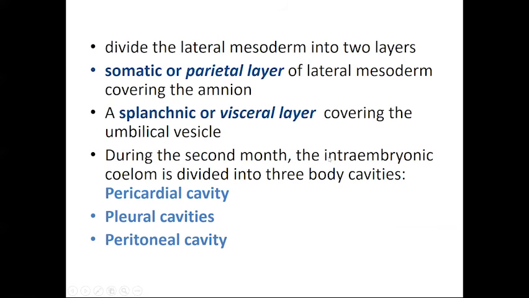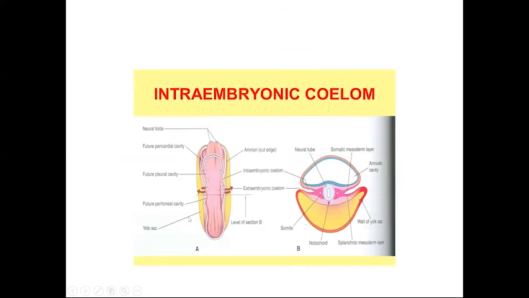During the second month, the intraembryonic coelom is divided into three body cavities: parietal, pericardial, and peritoneal. If you see this, the formation of the coelom, this is the paraxial mesoderm, the intermediate mesoderm, and this is the lateral plate. This is the coelom formation. When there is folding, these form at the cranial end and become continuous with the extraembryonic coelom.